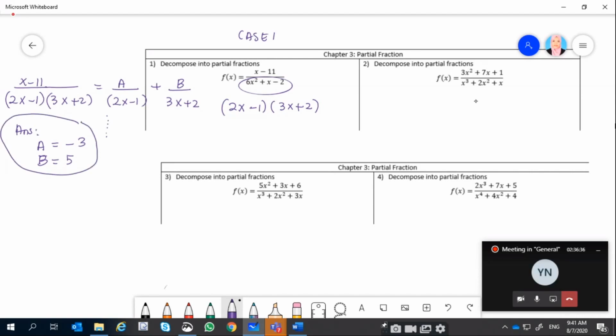Now move to the second question: 3x squared plus 7x plus 1 divided by x cubed plus 2x squared plus x. First we have to factorize x out of the denominator, right? After that we get x bracket x squared plus 2x plus 1. Can this be further factorized? Yes, it is x plus 1 squared. Now when you express it into partial fraction, x plus 1, x plus 1.